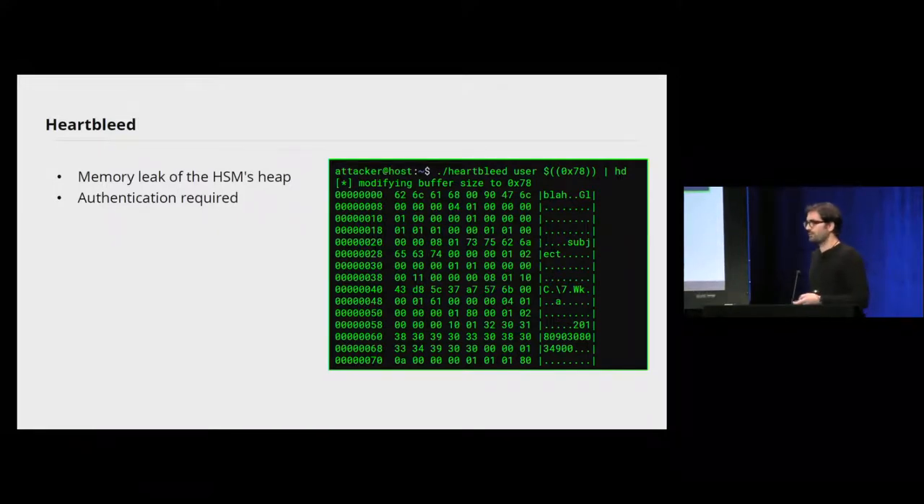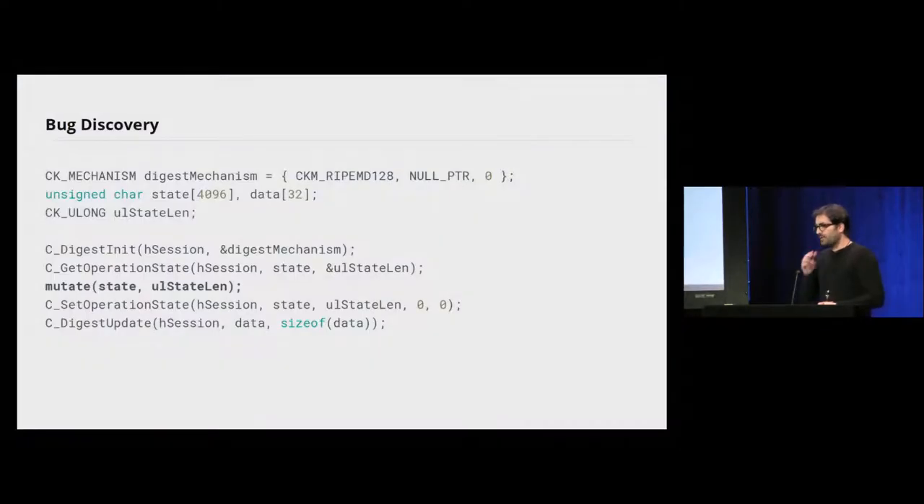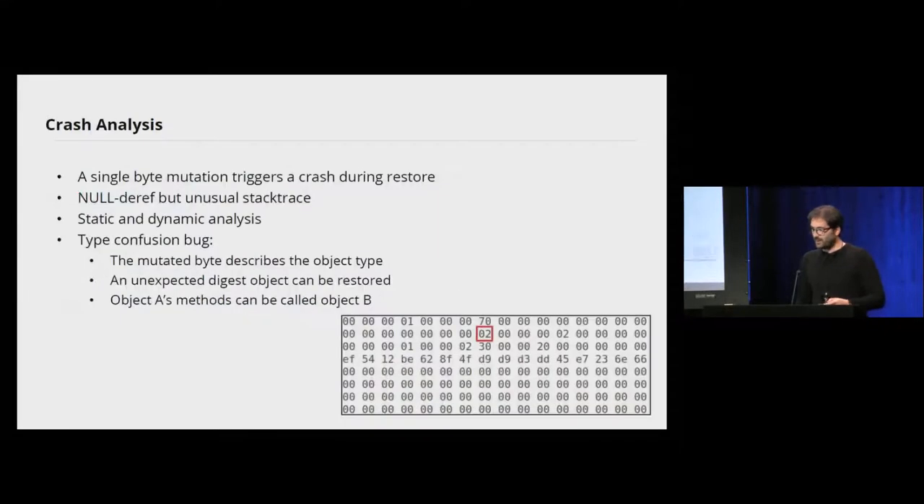But this bug is not very interesting for us because you need to be authenticated to trigger it, and it does not give you code execution. So we found another bug. We looked at an interesting mechanism, which is serialization on the HSM. You are able to start an operation, then pause it, and resume it later. So you start, for example, a hashing operation on the device, you say that you want to restore it later, and the HSM sends you its state on the client. Then you send the state back to the HSM to restore the operation. And if you mutate this state, you get a strange crash.